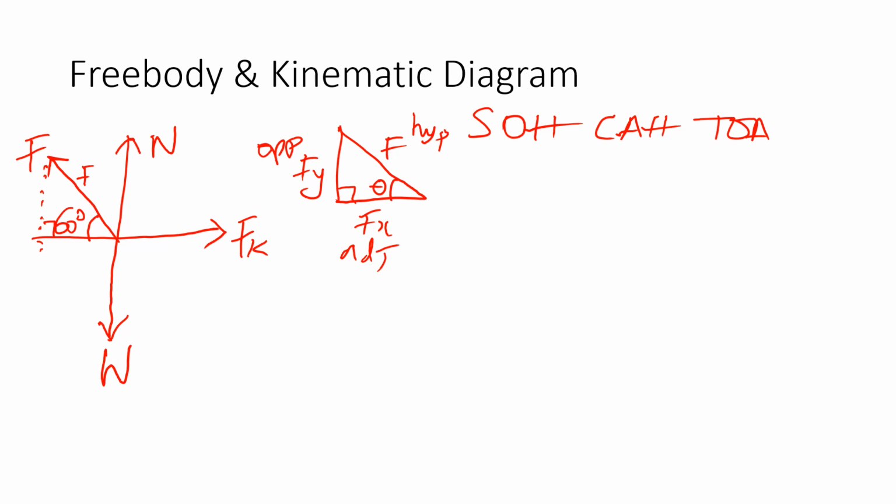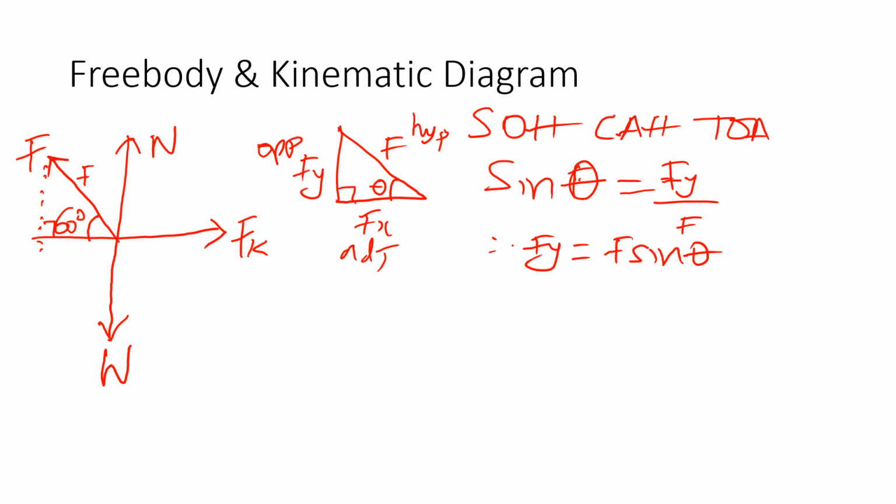So, to find Fy, you use sine. Sine theta is equal to Fy, which is the opposite, divided by the hypotenuse. Therefore, Fy is equal to F sine theta. Now, you do the same thing for the adjacent. Adjacent over hypotenuse is cosine. Cosine theta is equal to Fx divided by F. So Fx is equal to F cosine theta. Yes? So now that you have that, you have your two components, you can redraw your free body diagram.